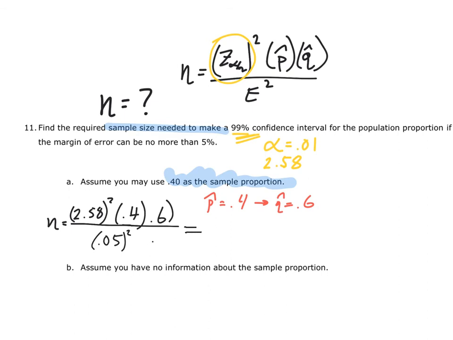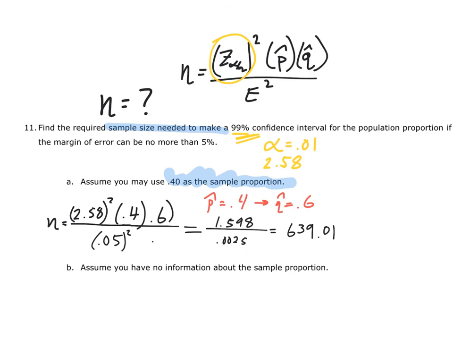So when I type this into the calculator, I should get the numerator, I get a value of 1.598 when I round, and the denominator, I get a value of 0.0025. Typing that into the calculator the second time, I end up getting a value of 639.01, and even though that 0.01 is very small, it's saying that I need a little bit more than 639 people, so I'd have to round up to 640.